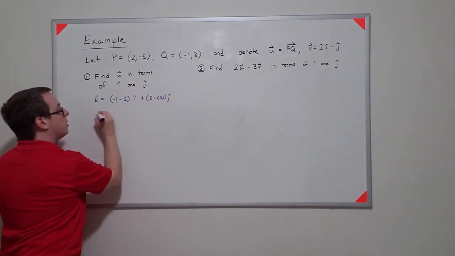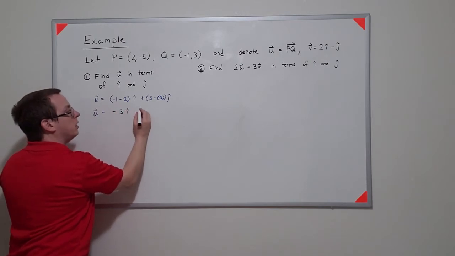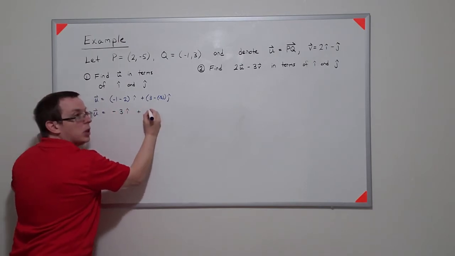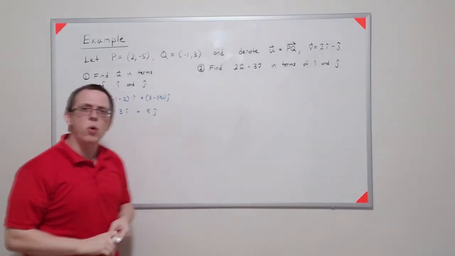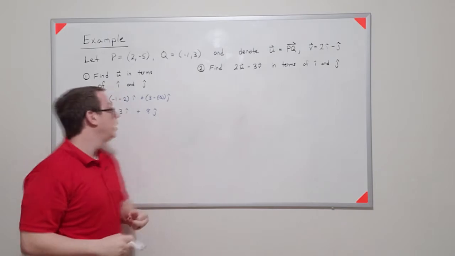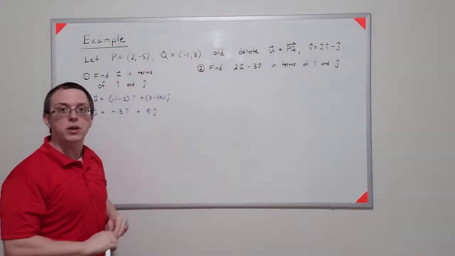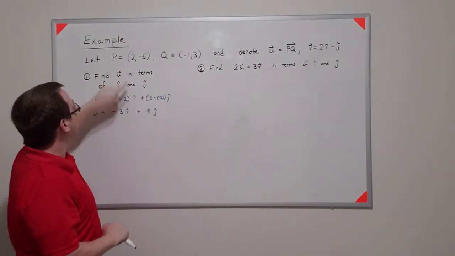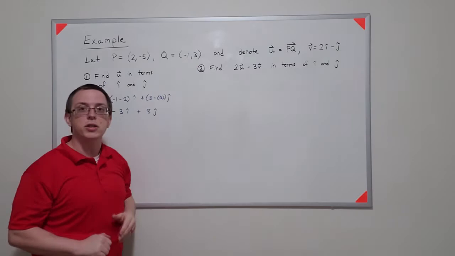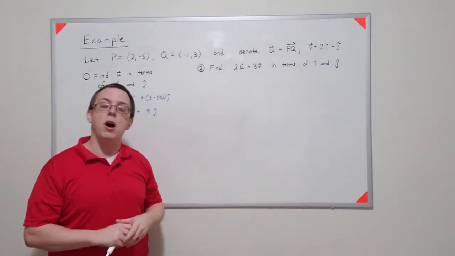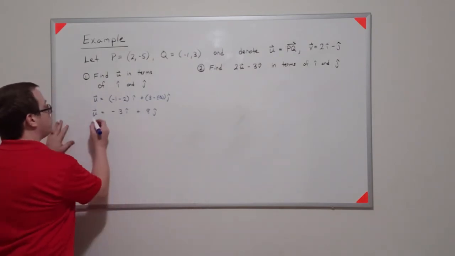So that's going to get us that u is -3i plus 8j. A simple way to verify that we've done this correctly is to add these components to see if we get to Q. If I start at P and I add -3, I get -1. If I add 8, I get +3. So we can be reasonably confident that we did this correctly. So that's our first piece.